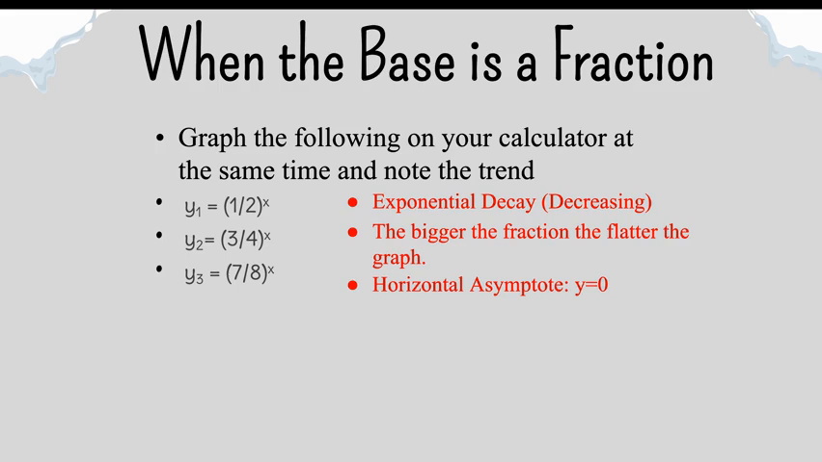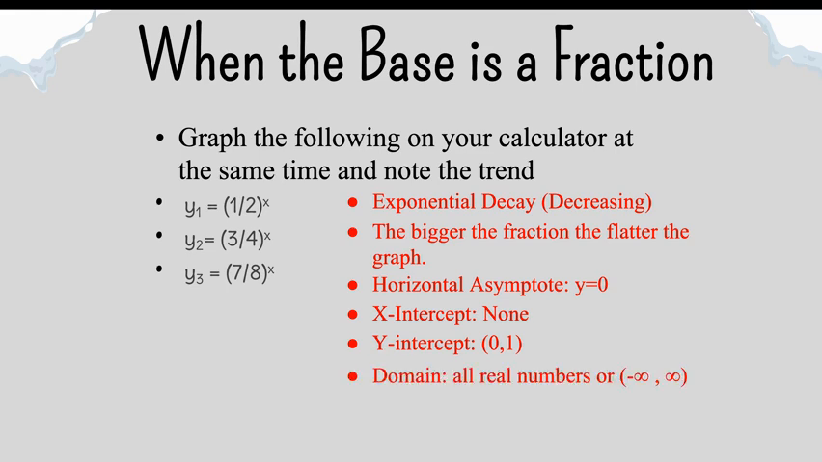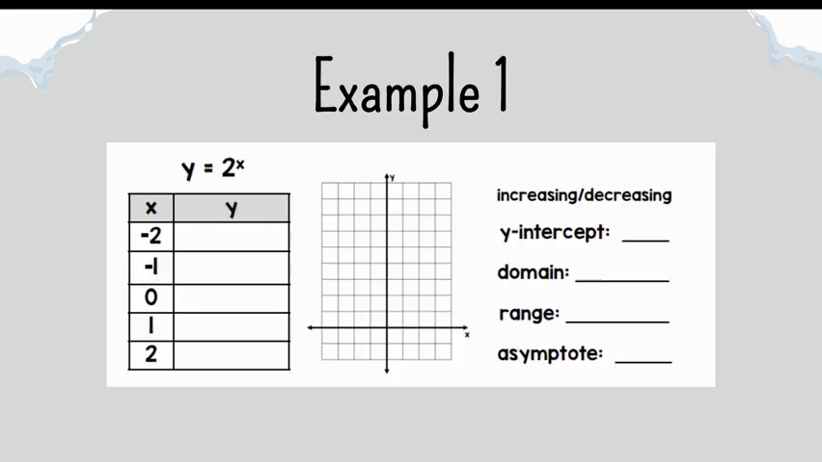Still had a horizontal asymptote at y equals 0. The x-intercept, there was none because we're not touching the x-axis because we have that horizontal asymptote at y equals 0. The y-intercept was still 0, 1. The domain was all reals, and the range was y is greater than 0 because of that asymptote.